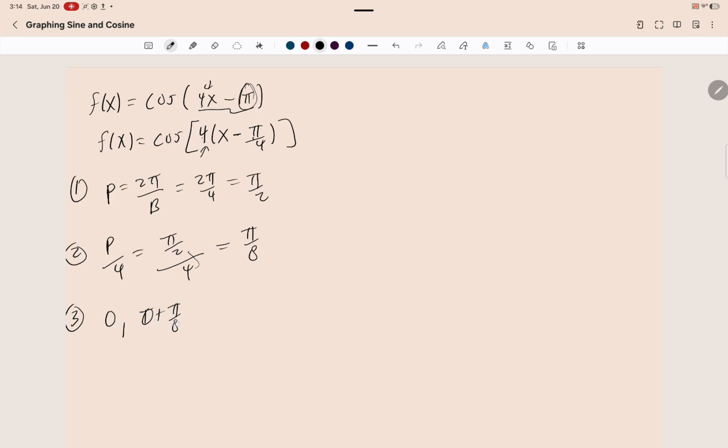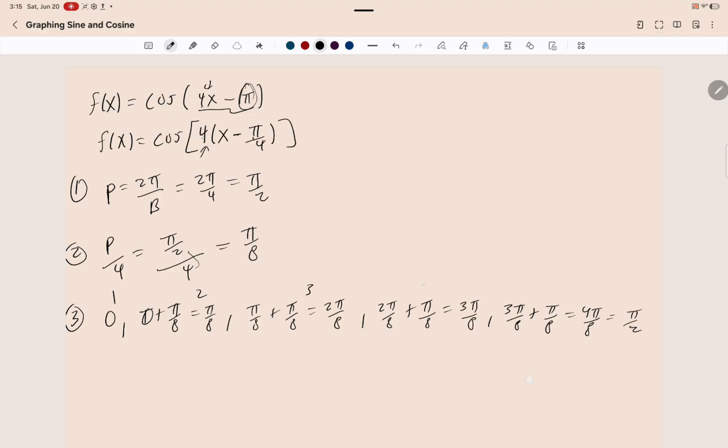0 plus pi over 8, which is just pi over 8. Pi over 8 plus pi over 8, which is 2 pi over 8. Then 2 pi over 8 plus pi over 8, which is 3 pi over 8. And finally, for the last one, 3 pi over 8 plus pi over 8 gives us 4 pi over 8. And if you reduce this, it gives us pi over 2. Notice that we got back the period. And if we do this correctly, we should have 1, 2, 3, 4, and 5. 5 numbers.